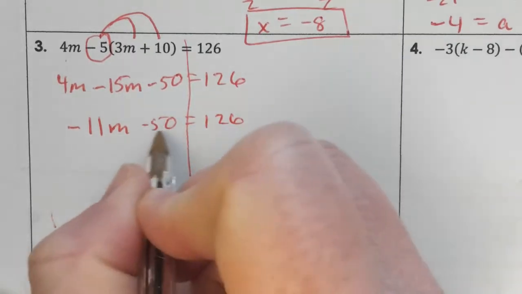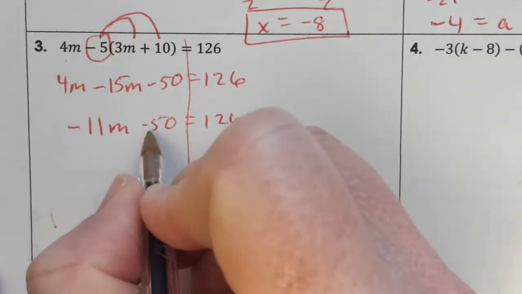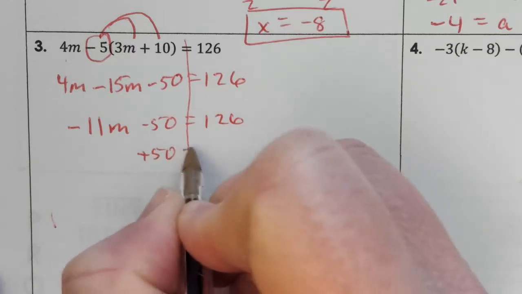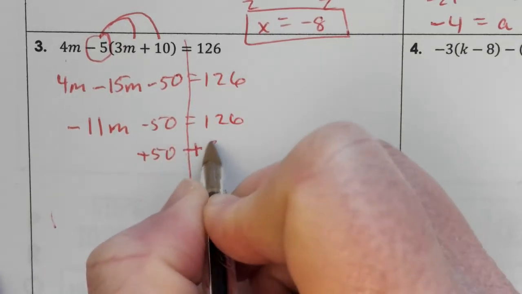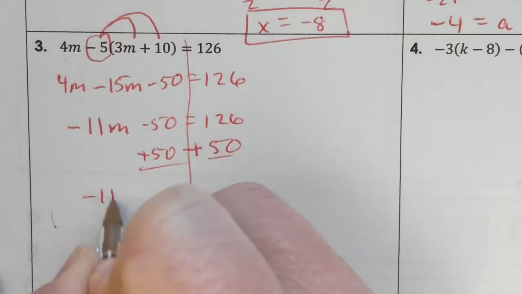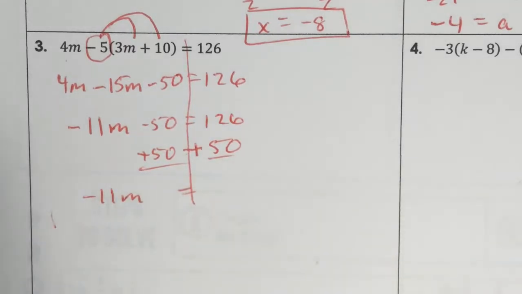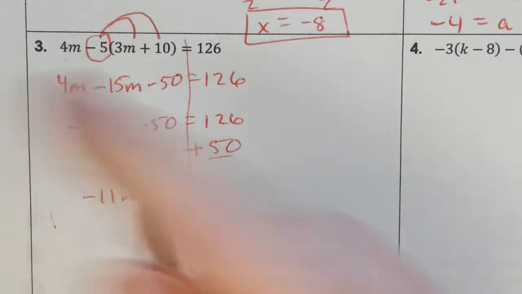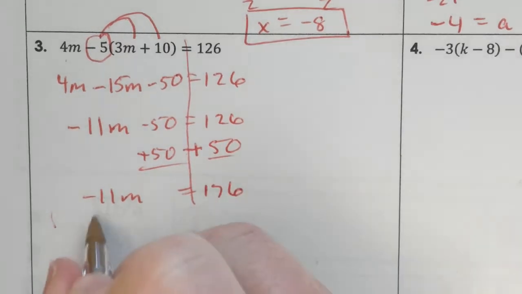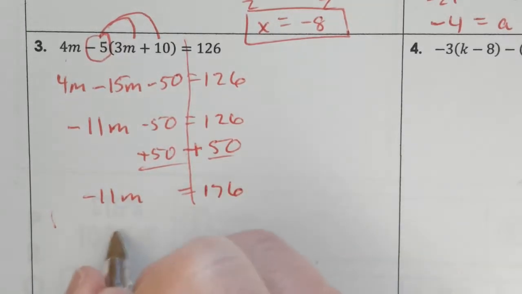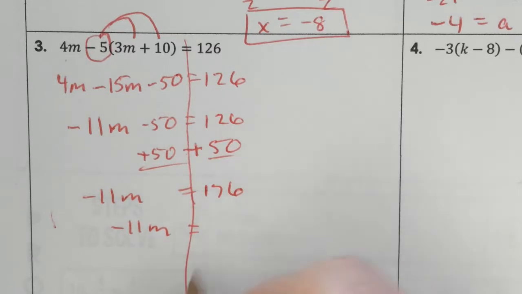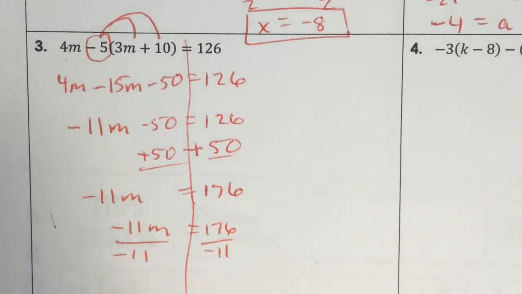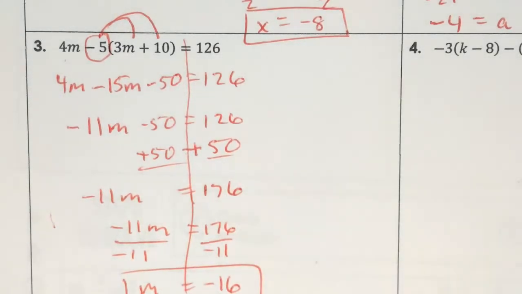Now get everything away from the m. I want to get rid of the adding or subtracting first. So I'm going to add 50 to both sides and do the opposite. Negative 11m is equal to 126 plus 50. I get 176. Now I want to get rid of that negative 11 because it's multiplying. So I'm going to divide both sides by negative 11, and we pop out with m equals negative 16. And that is our answer.